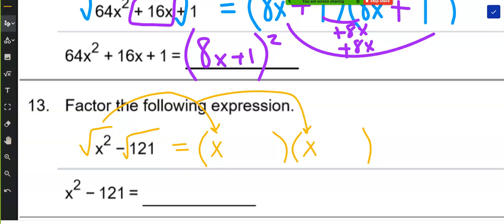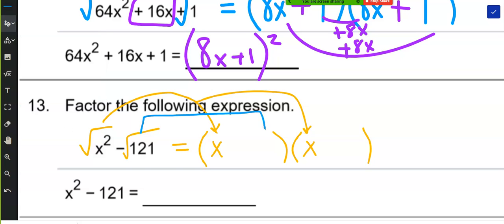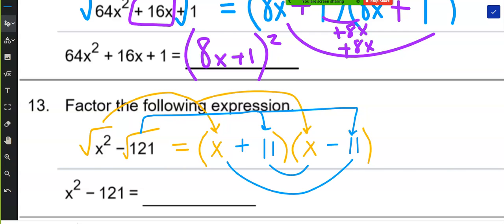So x comes from both of those. What about the other part? What's the square root of 121? 11. What do we do about the signs in between? One plus, one minus. You are correct. And what happens when you have one positive and one negative? They cancel each other out. So when you do the outsides and the insides, they cancel each other out, which is why we don't see a middle term.